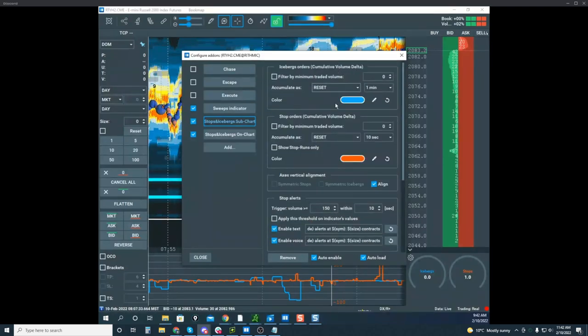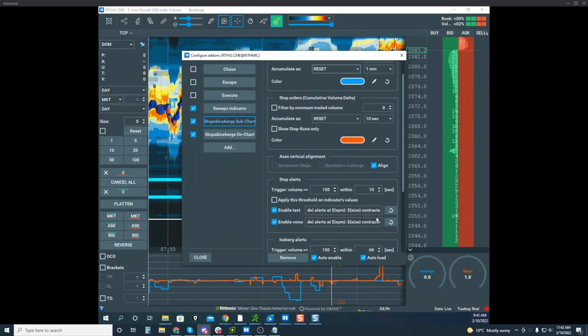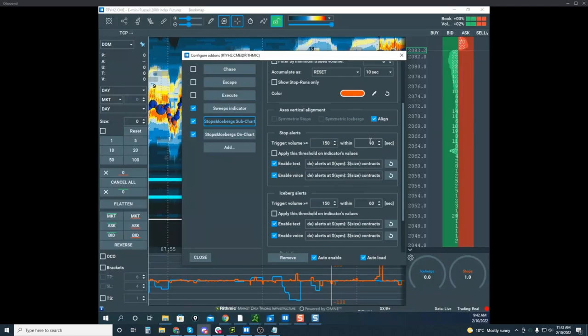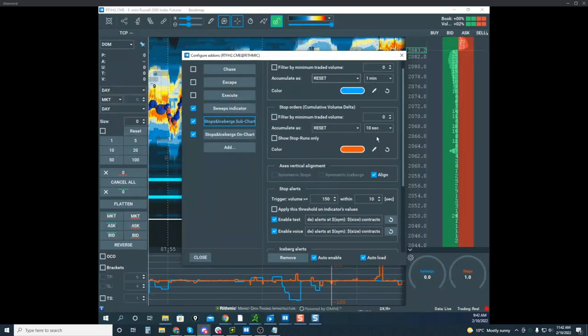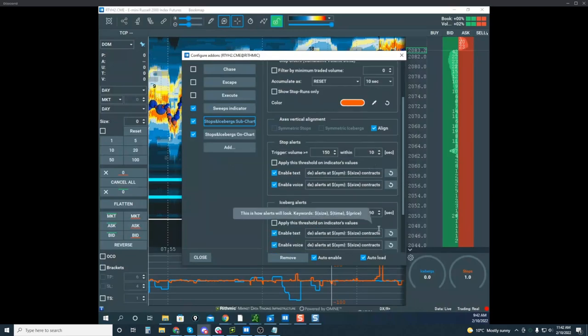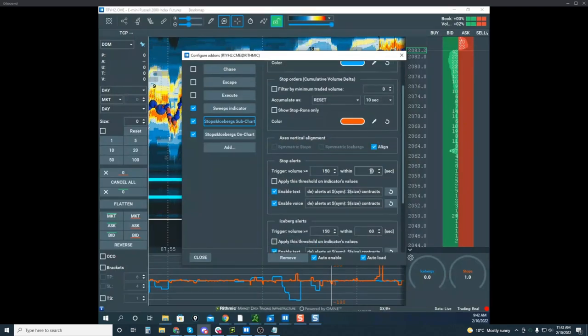Then just make sure, this is the sub chart, and then this is the alert. So make sure that these times match. So many guys in the main room too, they have these different. If these two down here aren't matching the ones up here, you're going to get different voice alerts based on the time period, right? If your time periods are off, so make sure these are matching. Icebergs at 60 seconds, icebergs at a minute. Stops at 10 seconds, stops at 10 seconds.